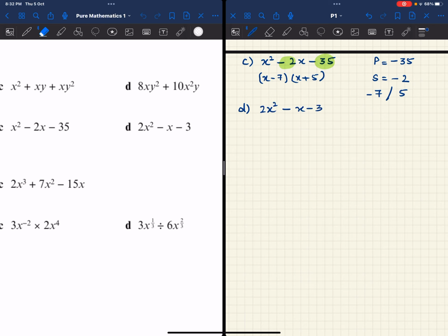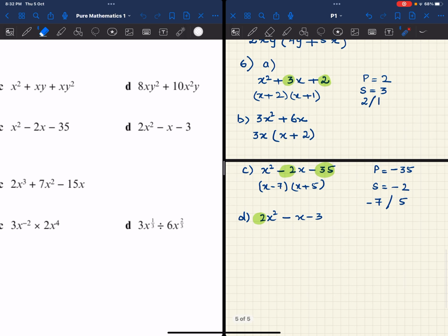Now in this question, this is again a quadratic expression, but we have a coefficient of x squared other than 1. So our coefficient of x squared is 2 here. In the earlier questions, we had coefficient of x squared as 1, where we have done the working by product and sum. But if the coefficient of x squared is other than 1, we need to do this by splitting the middle term. So for this also we will use product and sum.